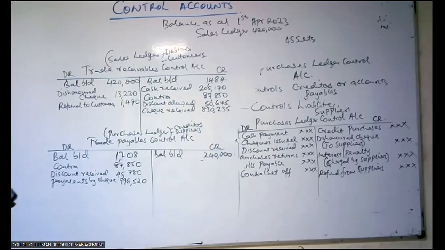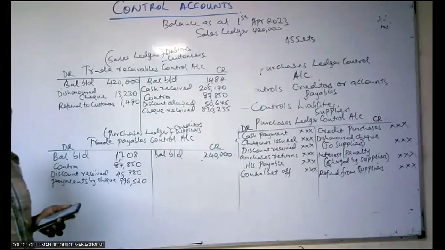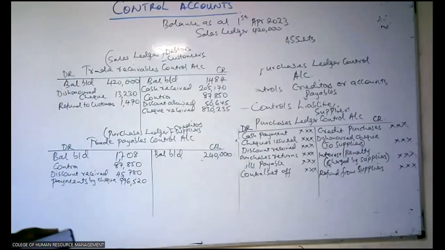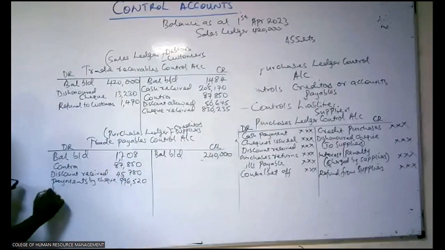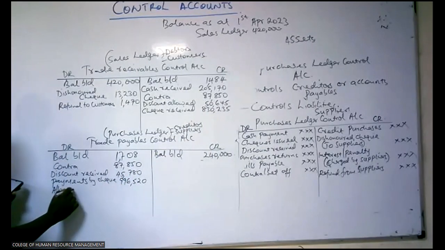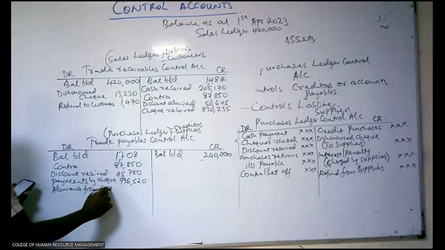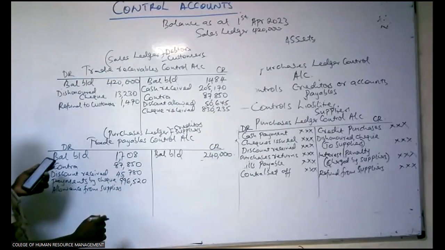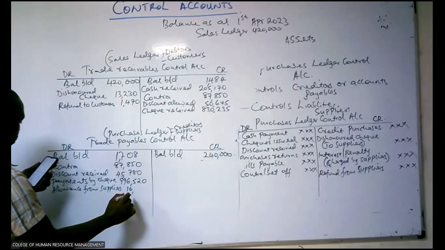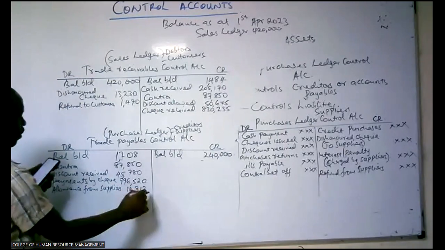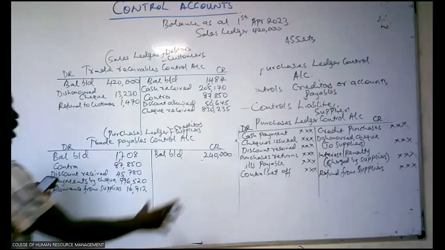Allowance from suppliers. You know, an allowance reduces what we are supposed to pay them, since the allowance they give us is as if we pay them less. Anything that reduces the debtors is captured here. Allowance from suppliers, 16,912. Credit purchases come here.